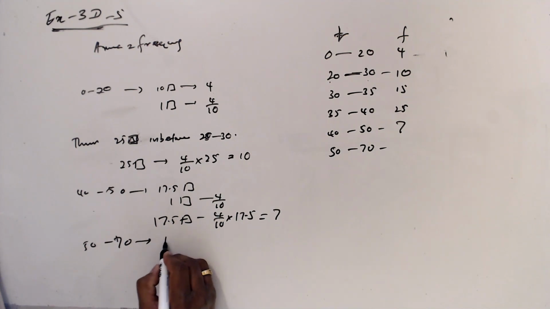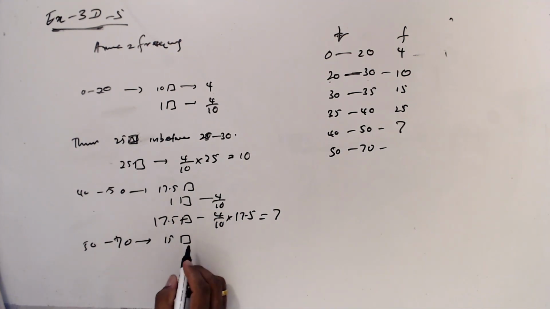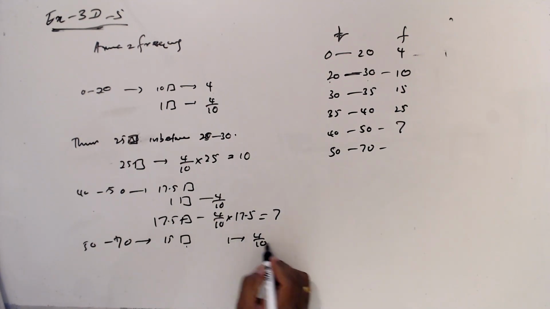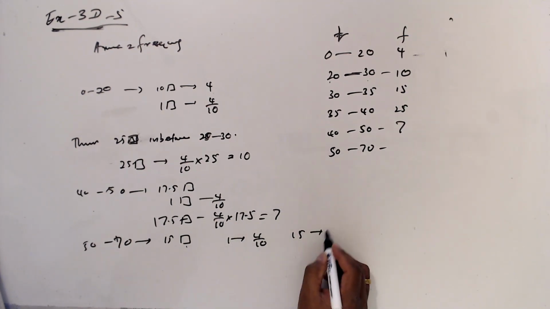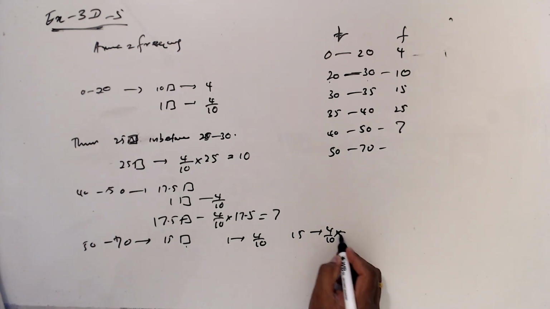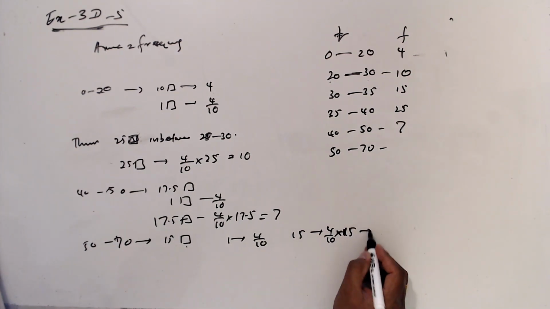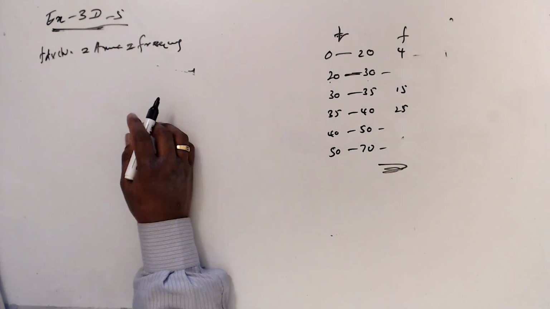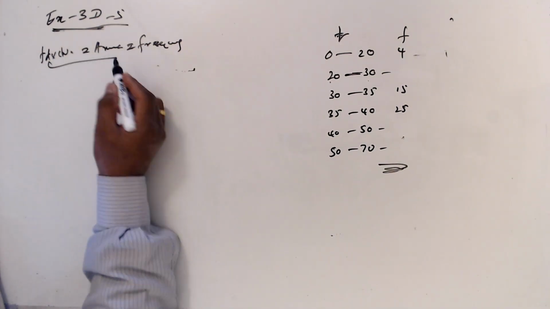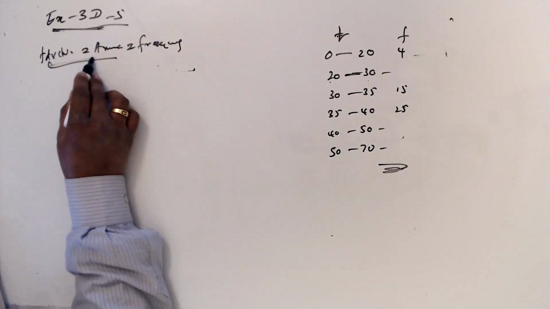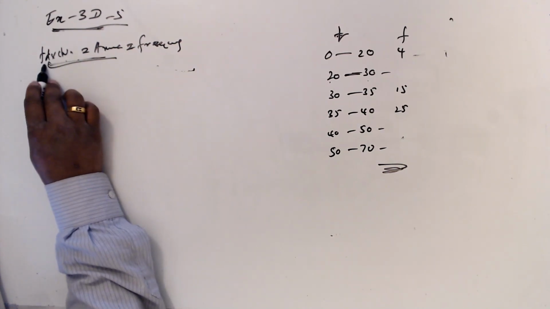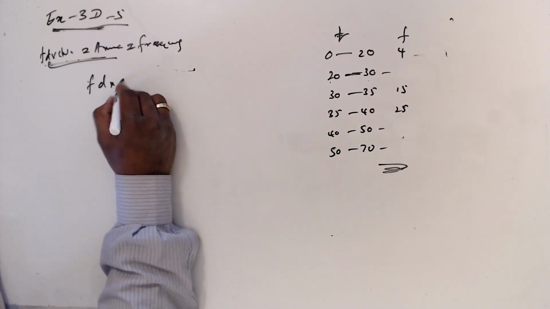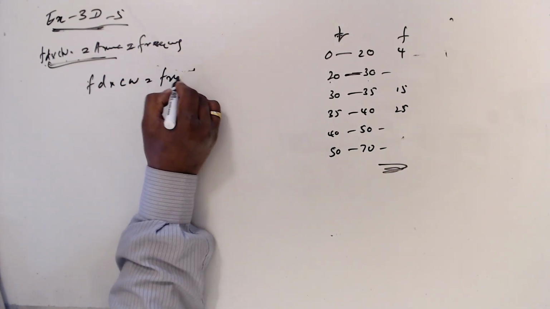There are 15 boxes. So one box is 4 over 10, then 15 boxes is 4 over 10 multiplied by 15. That is going to be 6. And now we'll work out the same sum with this side. If we know the FD times class width with equal frequency.